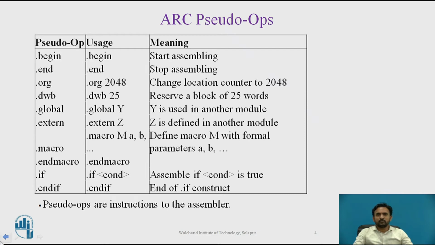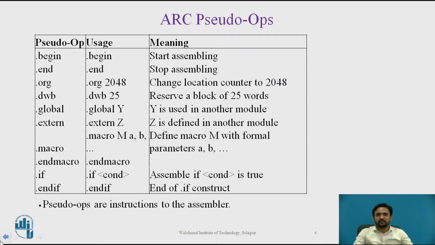The .org pseudo op causes the next instruction to be assembled with the assumption it will be placed in the specified memory location at runtime. Next, the .dwb, that is define word block pseudo op, reserves a block of 4-byte words, typically for an array.